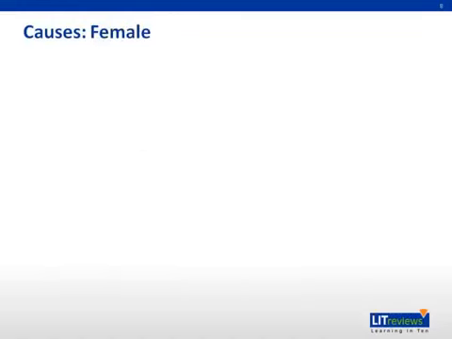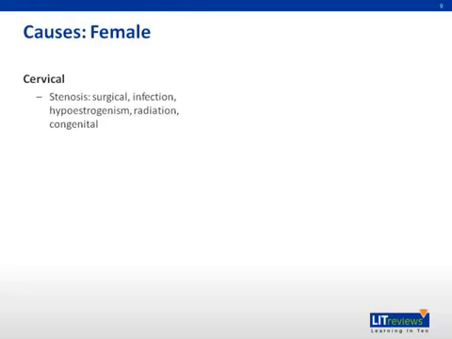Female causes are a little easier to visualize, in my opinion. They are called factors, and this slide describes them as you move up the genital tract. First, there is cervical factor. This is usually as a result of stenosis that prevents sperm from reaching the egg in the fallopian tube. Stenosis can be a consequence of surgery, infection, hypoestrogenism, radiation, or even congenitally given.